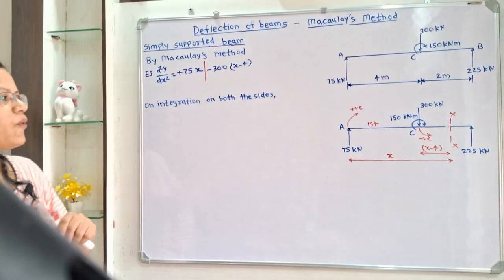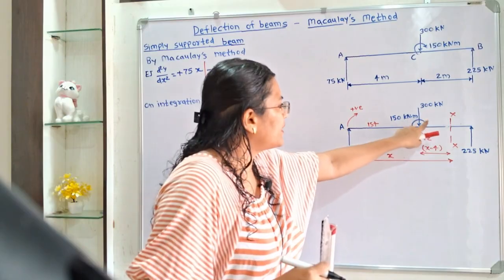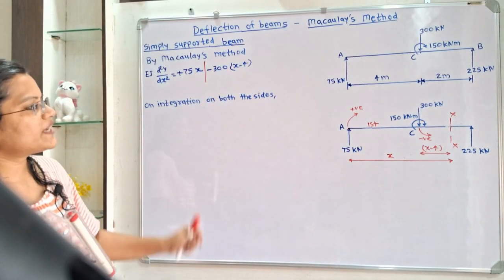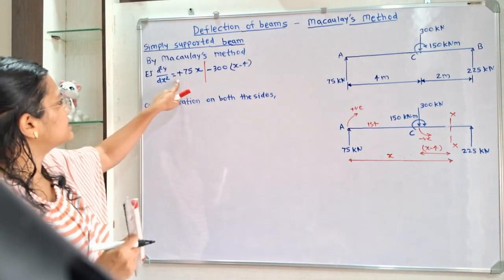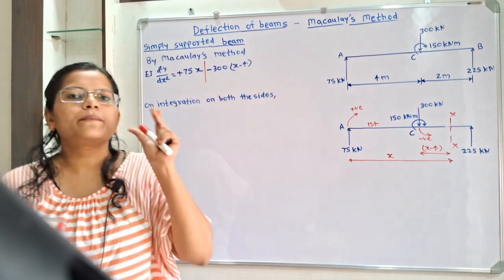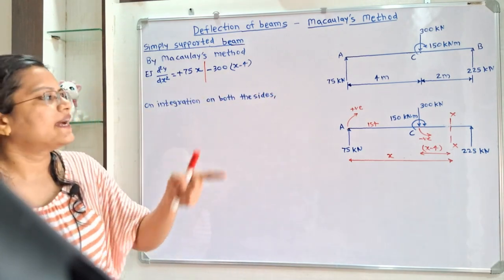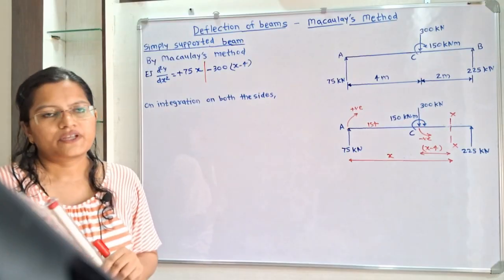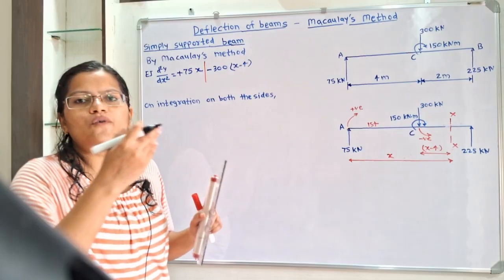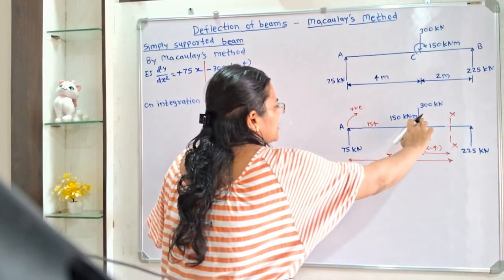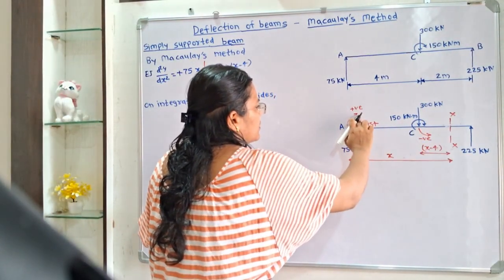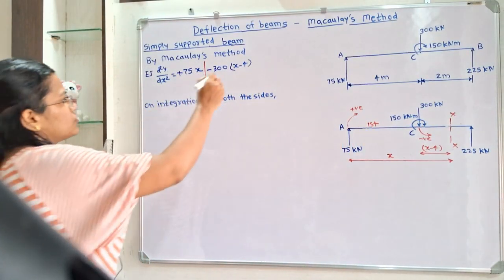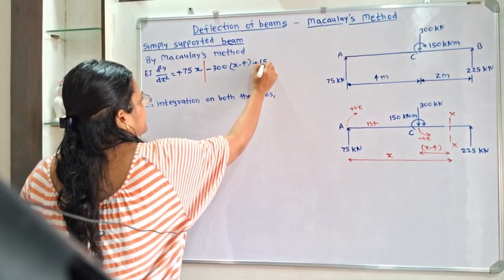Now at the same point, this moment is acting, which is 150 kilonewton meter. So we have to write it as it is, because this is the formula for the bending moment, and the moment at point C is mentioned as 150 kilonewton meter. So we will write here as it is. Now what is the direction? The direction is clockwise, and for this clockwise direction we have to take the positive sign. So I will write here plus 150.